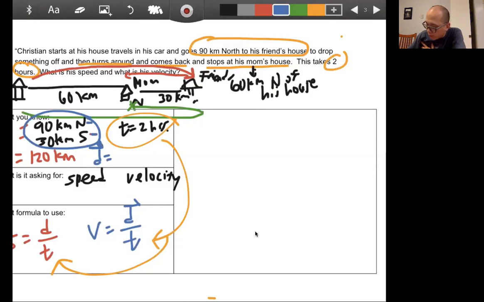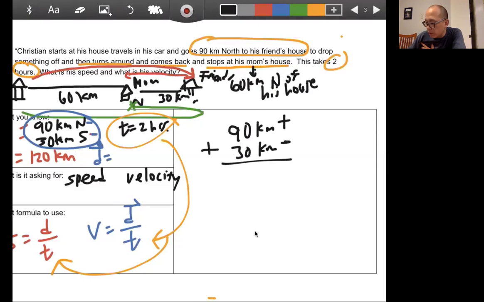So if we do this, here, let me write it out here. We almost think of the 90 kilometers north maybe as a positive. Maybe you think of the 30 kilometers as a negative because it's the opposite direction. So a positive 90 and a negative 30. Let's add them together. We're going to end up with a 60 because one's negative, and that's going to be a positive 60.